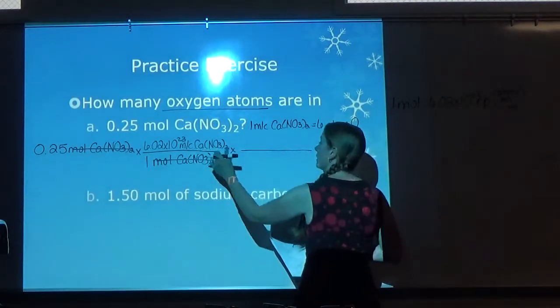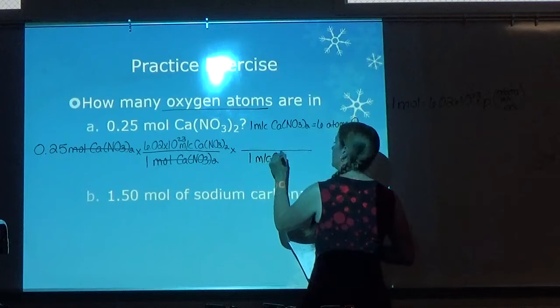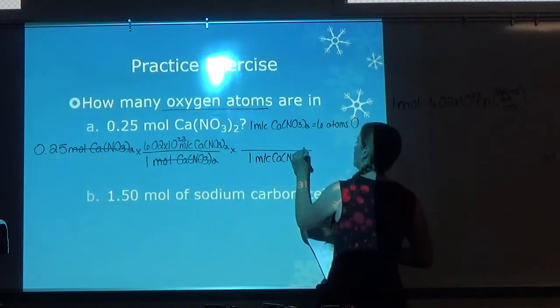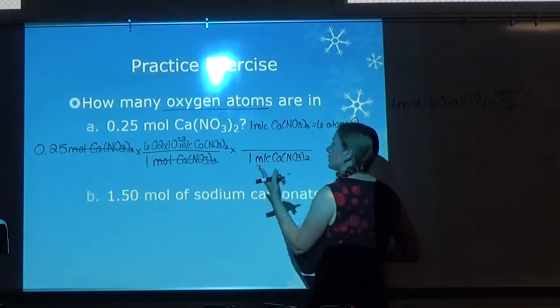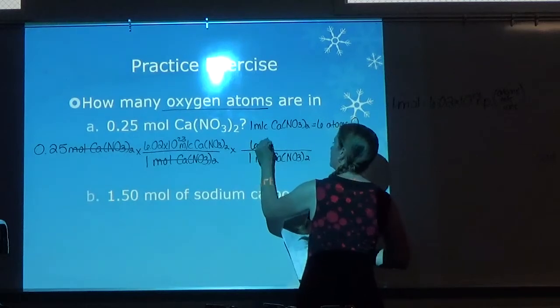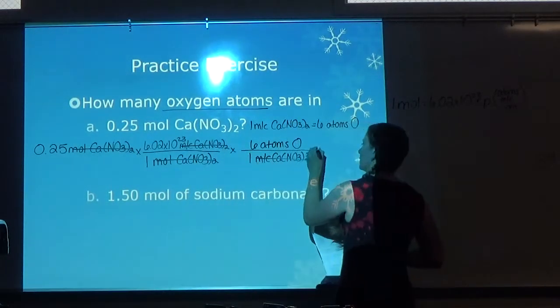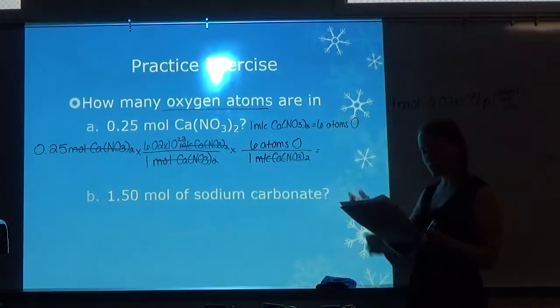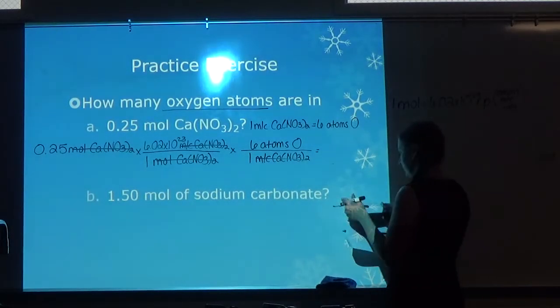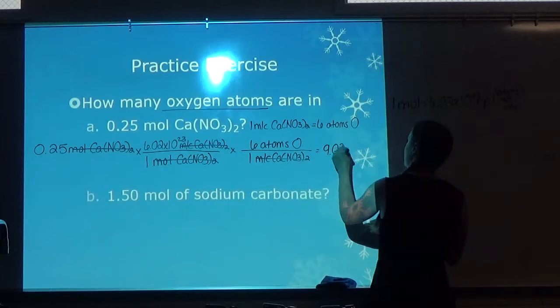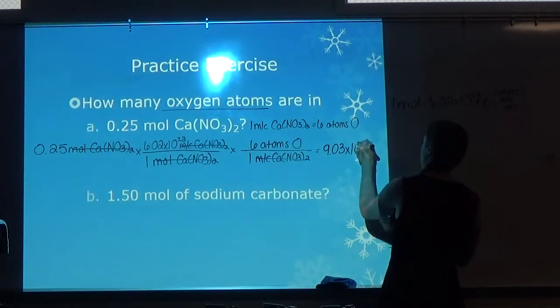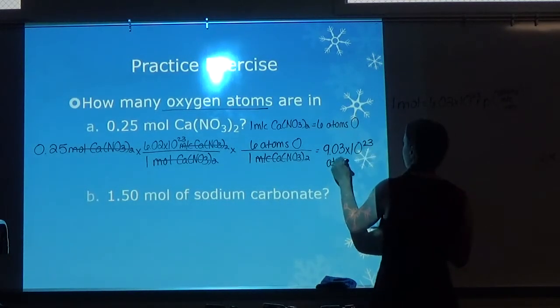So then I just follow my golden rule. So one molecule of Ca(NO3)2, which again, it's not actually a molecule, it's an ionic compound, equals 6 atoms of oxygen. So my molecules cancel, and then since all 3 of my numbers are on top, once I'm done, I just multiply. So I got 9.03 times 10 to the 23 atoms of oxygen.